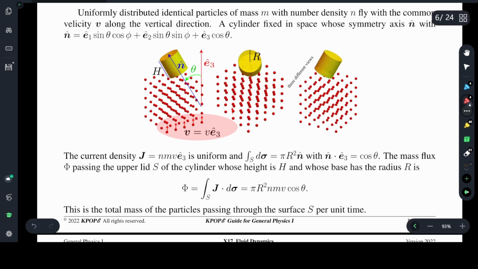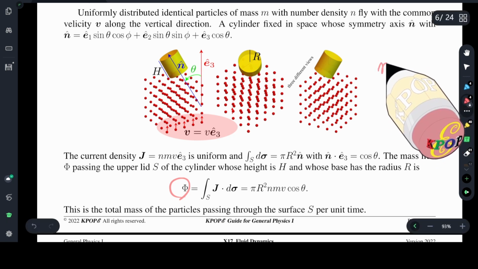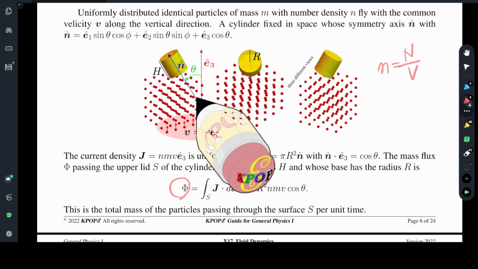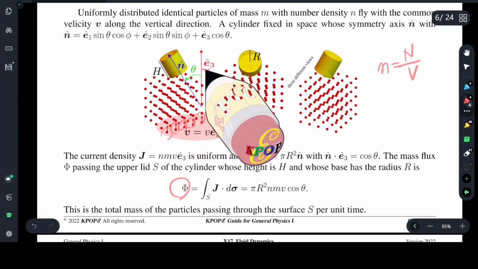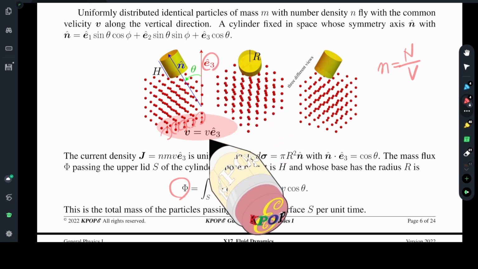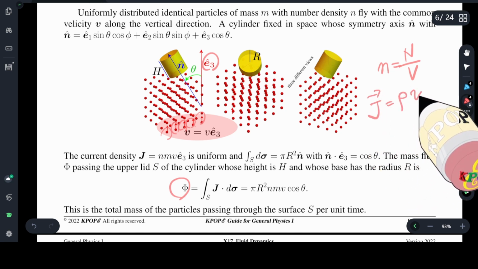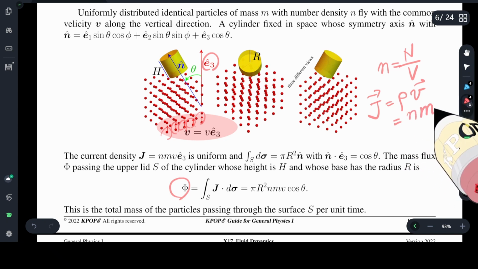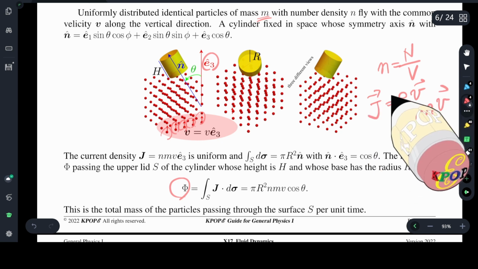As an application, we compute the flux. We have equally spaced particles with number density capital N of V distributed over space, and they are translating with equal velocity along the e3 hat direction with the magnitude V. So we have current density rho V, and rho equals n times m, where small m is the mass of a single particle, times velocity. This is the current density.